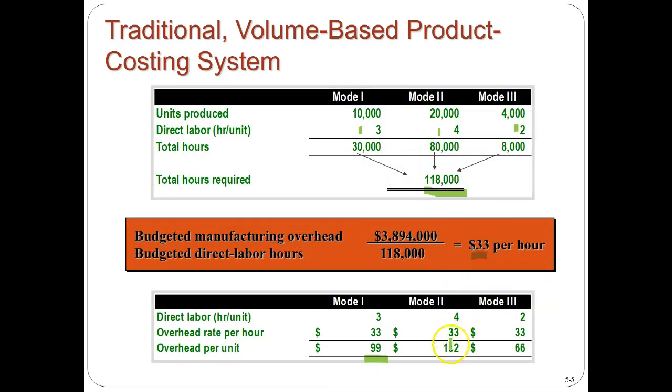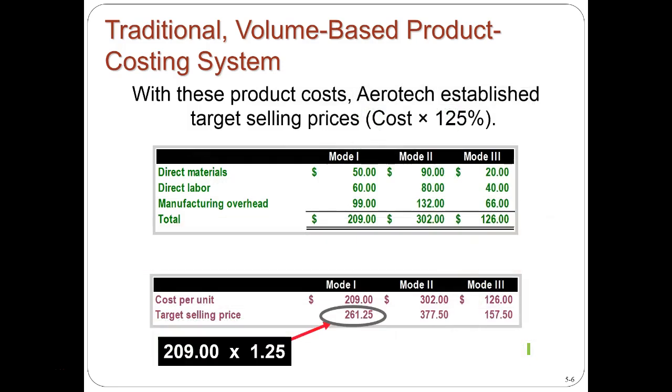And so we got the 4 times the 33 gives us the 132. The 2 times 33 gives us the 66. So if we were going to then use that information, that would mean that our cost came out to $209 in the case of Model 1.